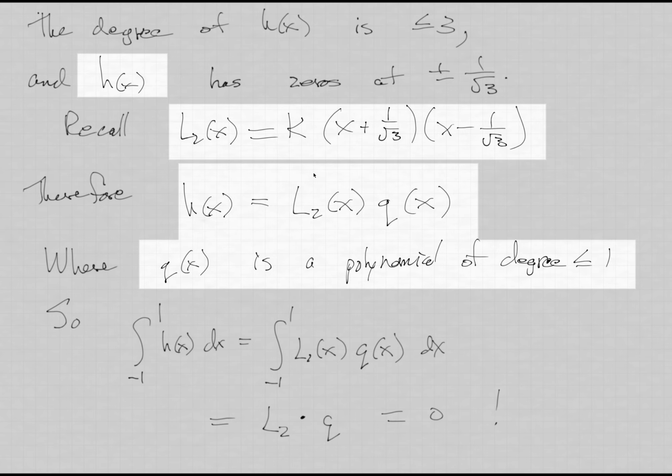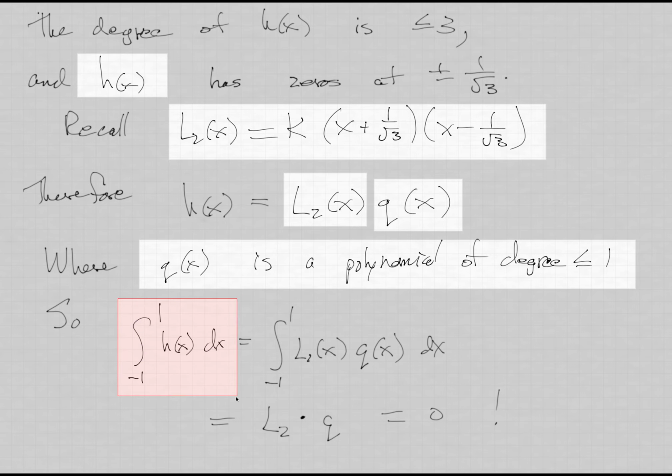And that means, in particular, that each Legendre polynomial, like L2, is orthogonal to all polynomials of lower degree, right? That was another fun fact about Legendre polynomials. The Legendre polynomial of degree 2 is orthogonal to all polynomials of lower degree, and that means in particular that L2 is orthogonal to Q, right? These must actually be orthogonal polynomials. So what does that mean?